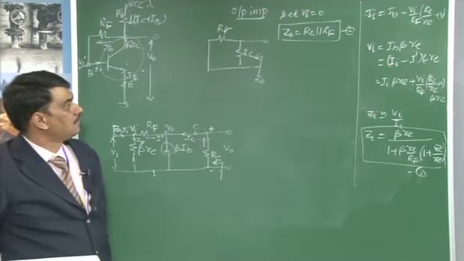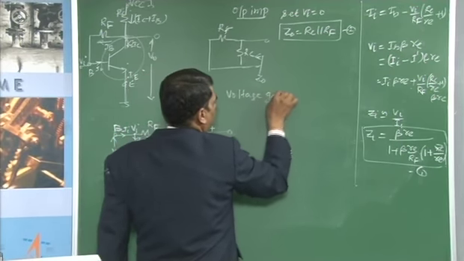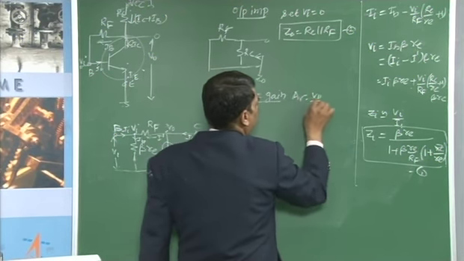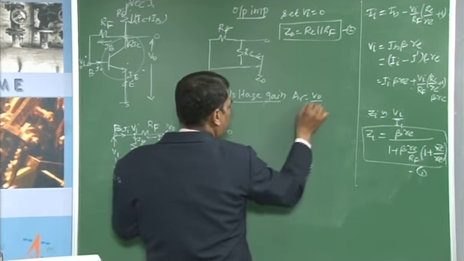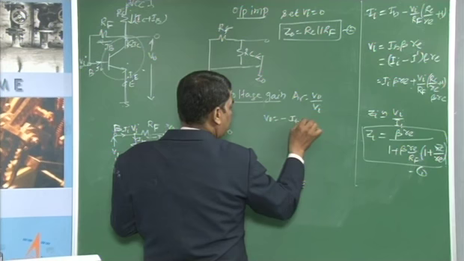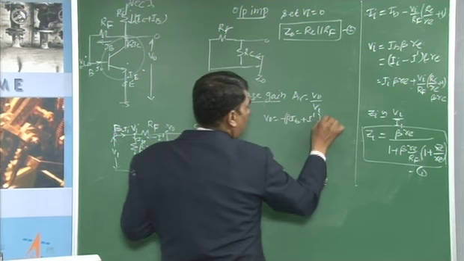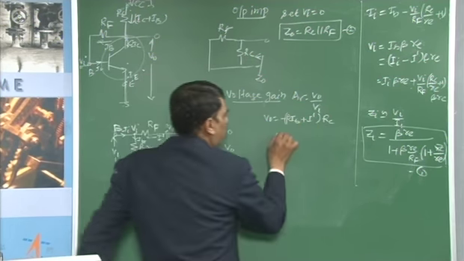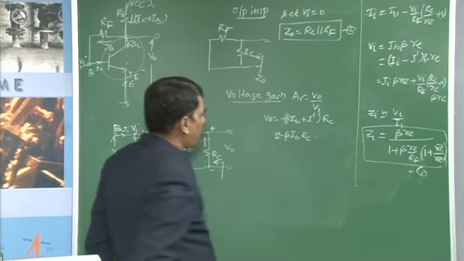Next, you have to determine the voltage gain. That voltage gain A_V is equal to V naught by Vi, where, from this analysis, we know that V naught is equal to minus beta times (IB plus I dash) into RC, where I dash is very small when compared to beta times IB. Therefore, V naught is approximately equal to minus beta times IB RC.